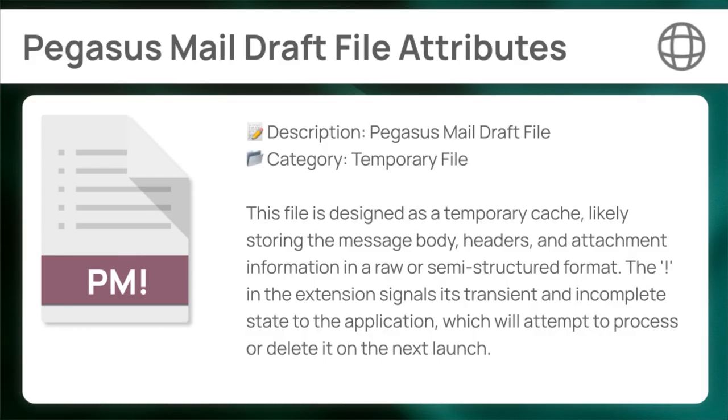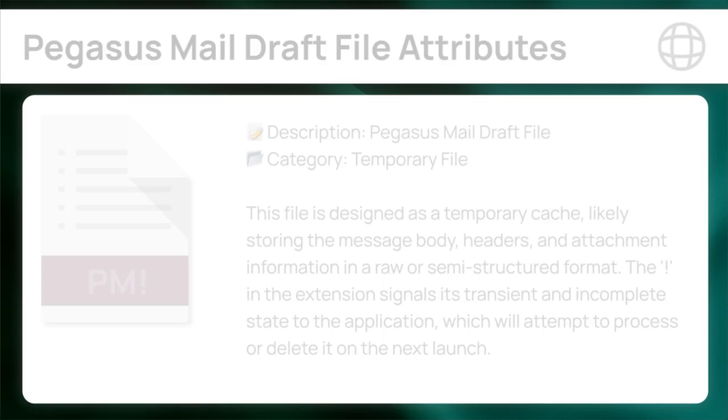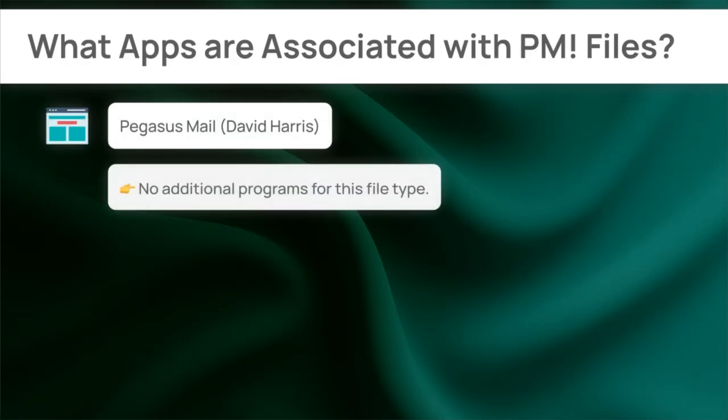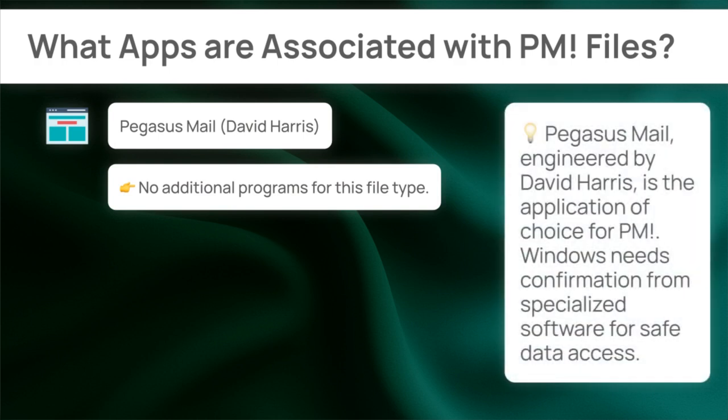The extension signals its transient and incomplete state to the application, which will attempt to process or delete it on the next launch. Official support for PM is primarily provided through Pegasus Mail from David Harris. Windows needs confirmation from specialized software for safe data access. Windows sometimes delays removing temp files until the system is idle or rebooted.